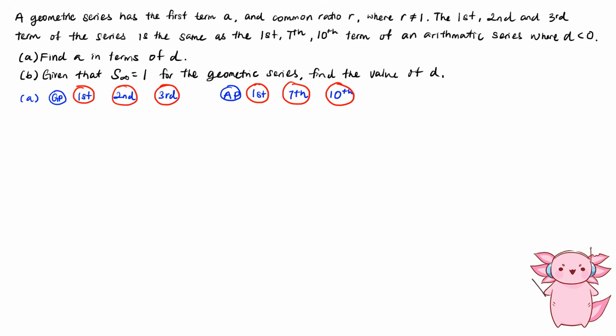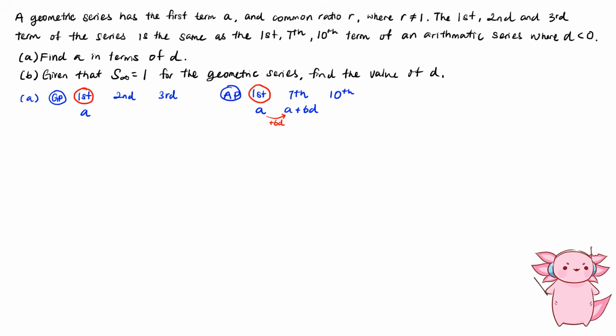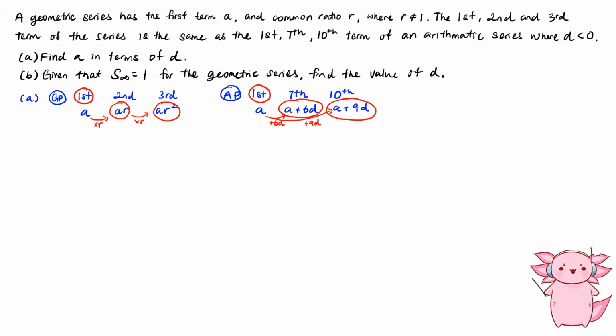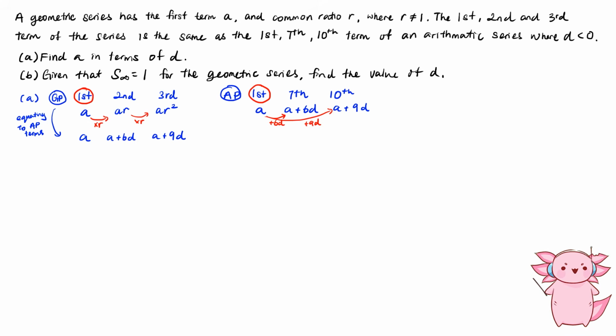to the first, seventh, and 10th term of an arithmetic series. Since both first terms are the same, let's call them a, and for the arithmetic series, the 7th term is a plus 6 times the common difference d, and the 10th term is a plus 9d. For the geometric series, since it's multiplied by r, the second term is a times r, and the third term is ar squared. Since these are the same, let's replace the geometric series with a, a plus 6d, and a plus 9d as the first, second, and third term.